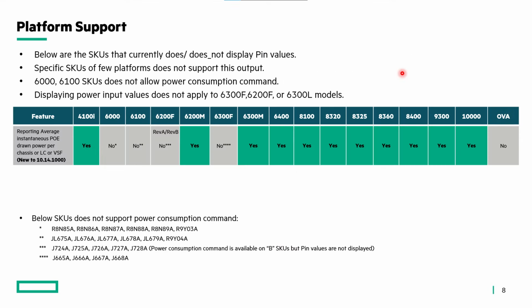Talking about product support, here is a list of products that are capable of displaying this metric. It should be known that there are certain SKUs or switch families that do not support the power consumption command, while there are other SKUs that support the power consumption command but are not capable of displaying power input values due to technical constraints. These examples include 6300F models, 6200F models, or 6300L models.